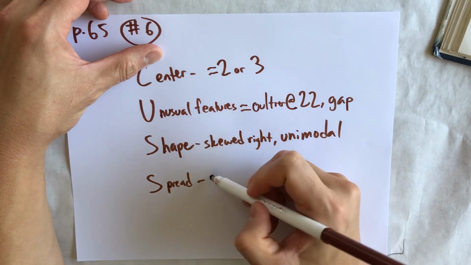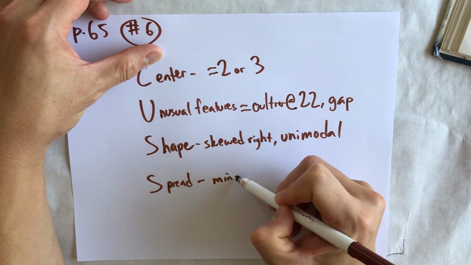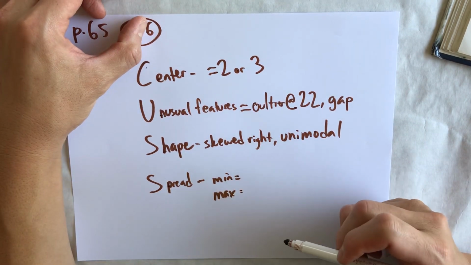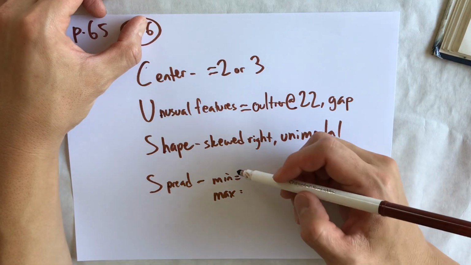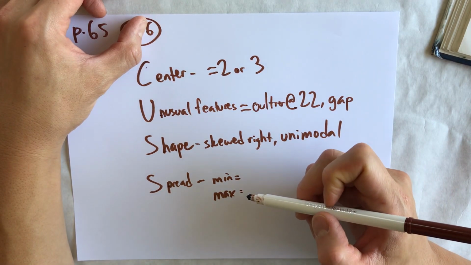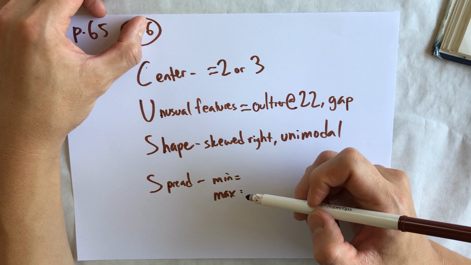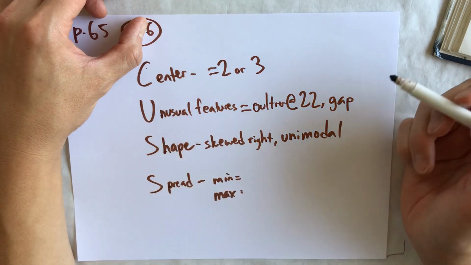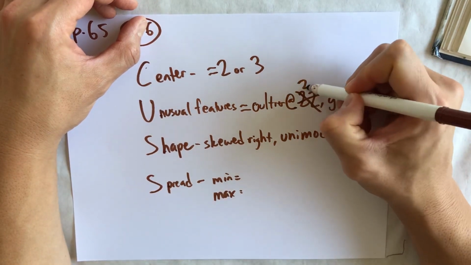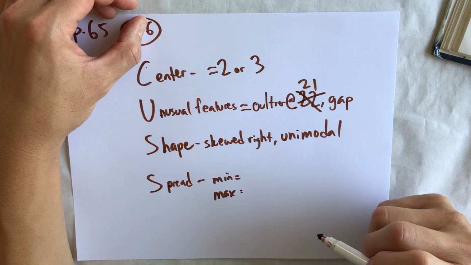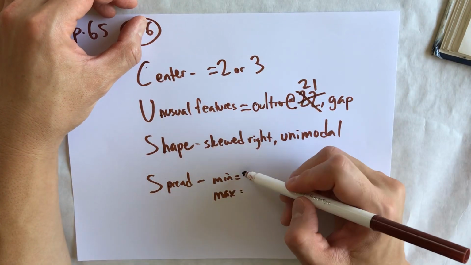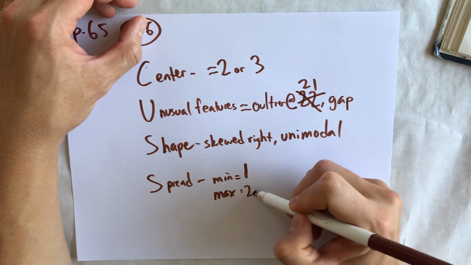And last one is the spread. Okay? So for spread, let's first identify what the minimum value is and what the maximum value is here. The minimum, the lowest number of emails, it looks like is 1? I'm sorry, this outlier should be at 21, right? Because it's counting what's in the next bin. Apologize for that, it's 21. So our minimum here is 1 and our maximum is 21.